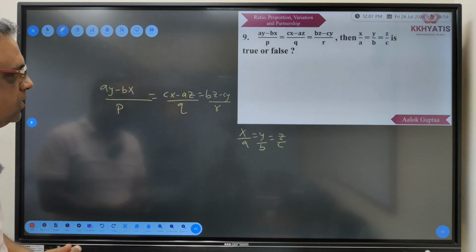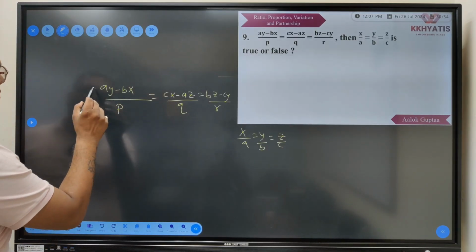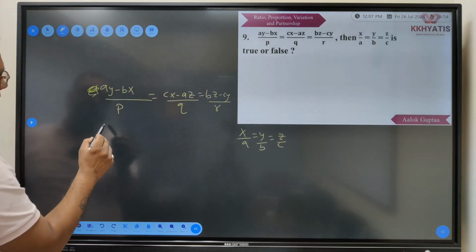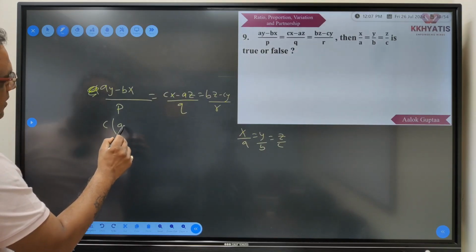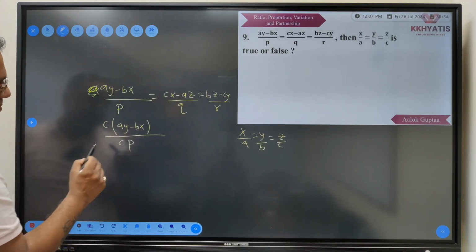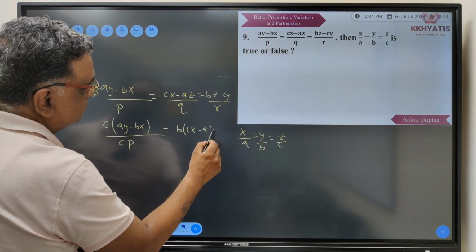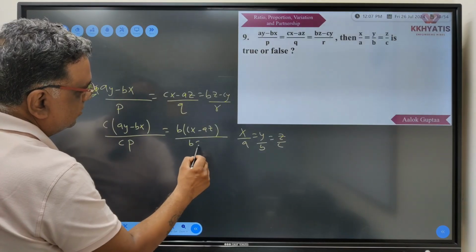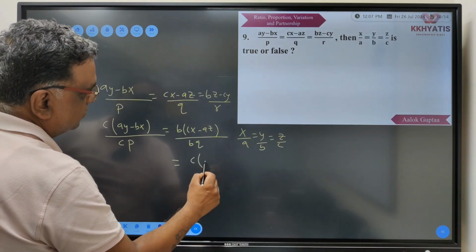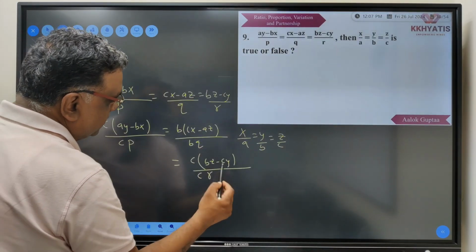So how do we do it? Let us try to make it symmetrical. So here it is A and B. So I'll try to multiply and divide both the numerator and denominator by C. We'll see what happens. So this will become CP. Here I will try to do it by B. This will become BQ. And here I will try to do it by C. I'm not changing the ratio, right? Because I'm doing the same operation on numerator and denominator.